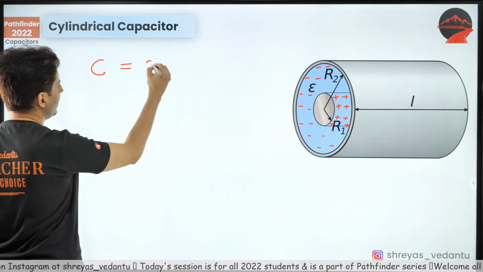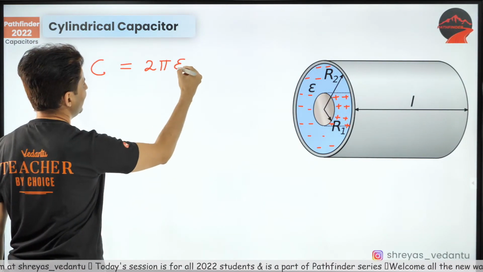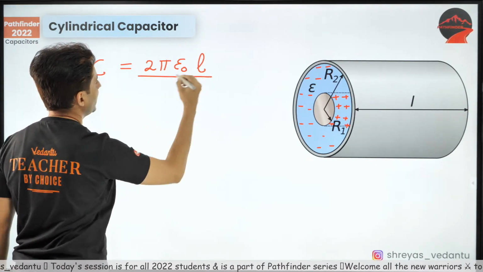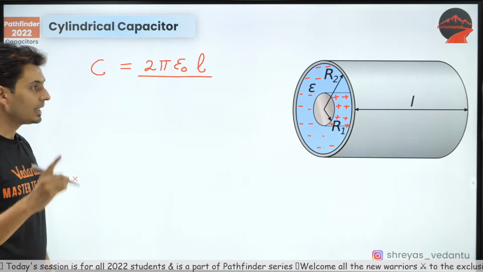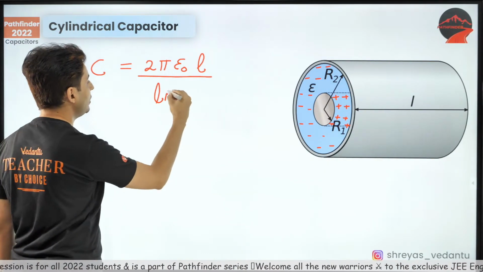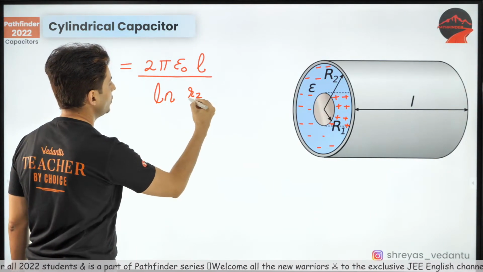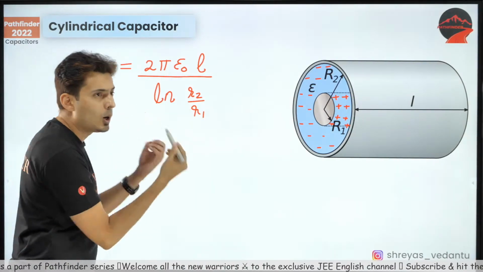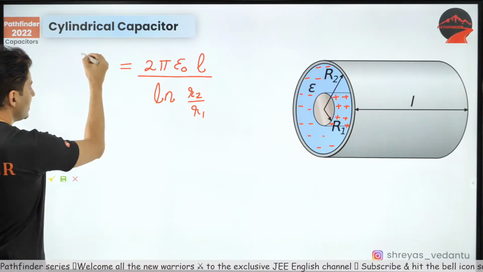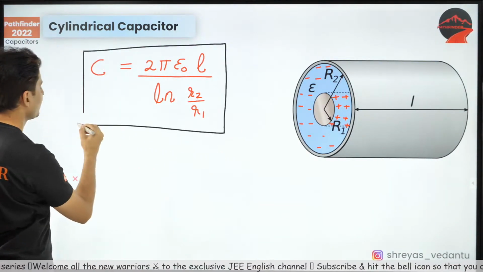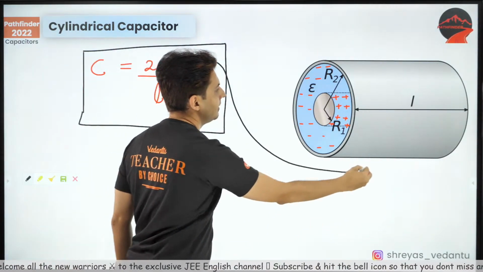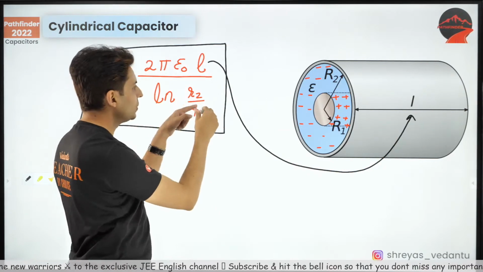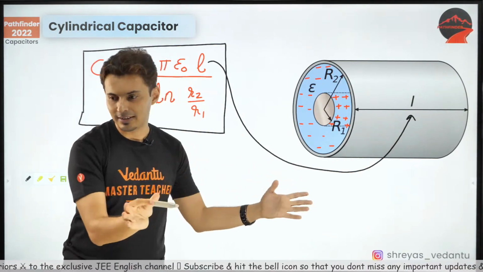By the way, the formula is 2 pi epsilon naught L divided by ln of R2, bigger radius, by R1, smaller radius. What is this ln? Ln stands for log to the base e. Everybody knows this. So this is the formula. What is L? L is the length. What are R2 and R1? Bigger and smaller radius. That's it.